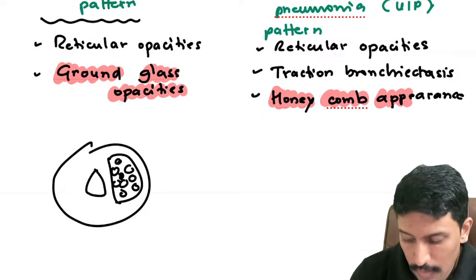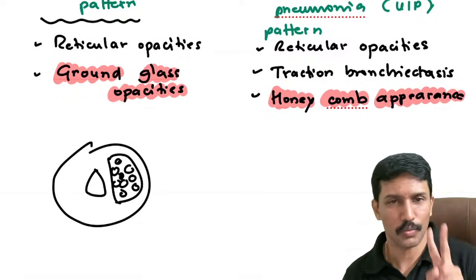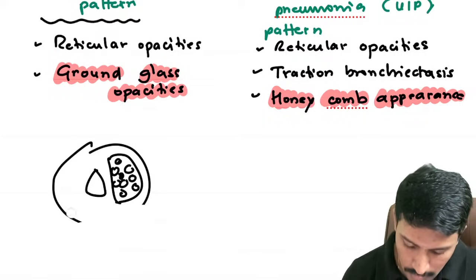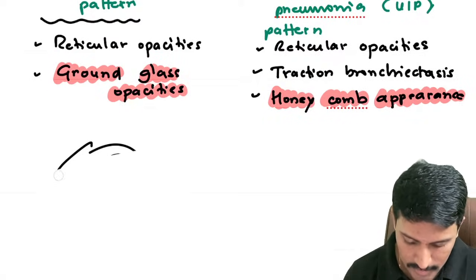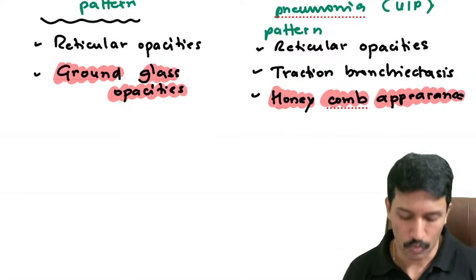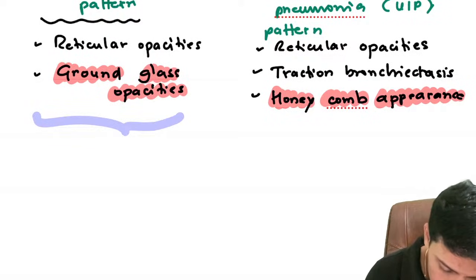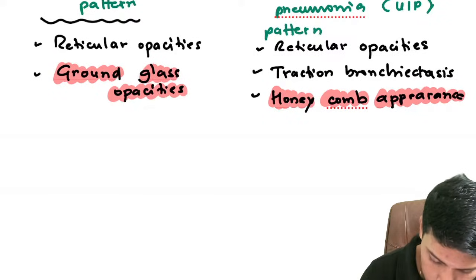Honeycomb appearance. So as long as they see these two words, they will move forward. Okay, that means the guy knows about UIP pattern and NSIP pattern. Let me move forward. Now, which ILDs present with this NSIP pattern.